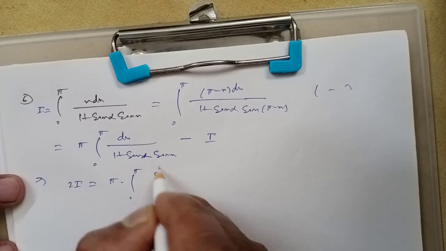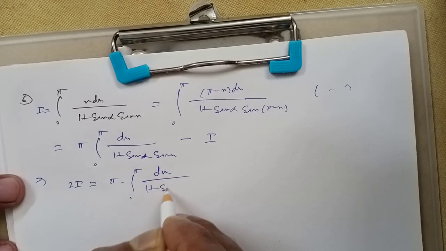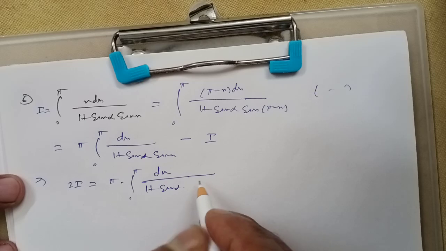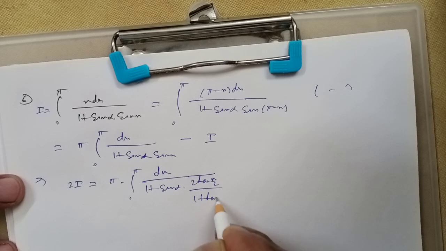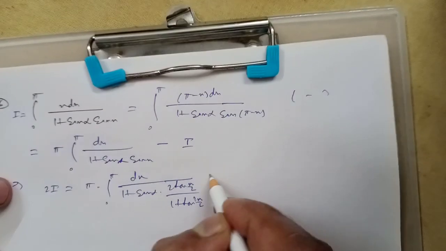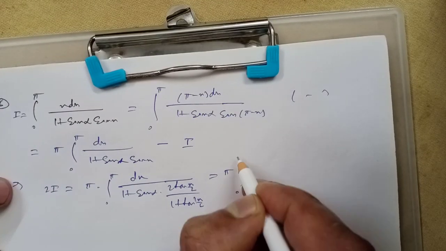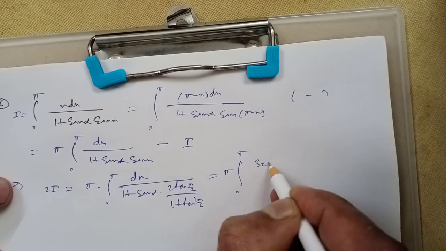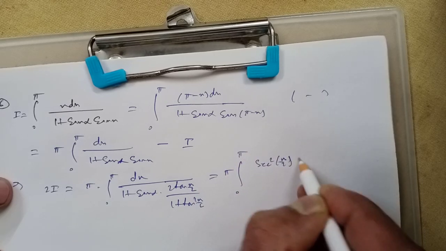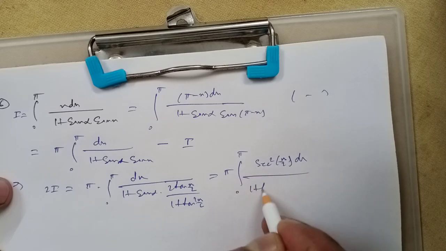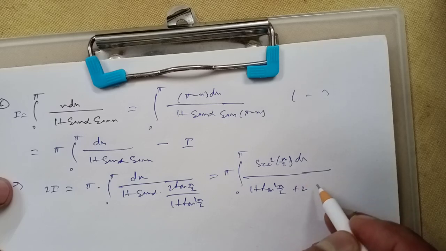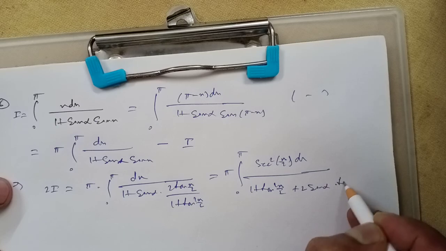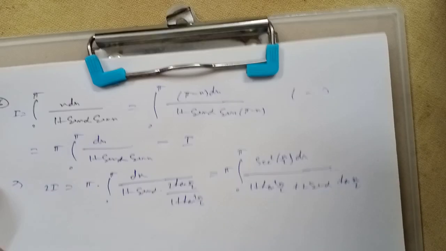So write it in this way: dx by 1 plus sin alpha, instead of sin x write here 2 tan of x by 2 over 1 plus tan square x by 2. Now we get pi integration 0 to pi. In the numerator we get sec square x by 2 dx. Here we get 1 plus tan square x by 2 plus 2 sin alpha tan of x by 2.